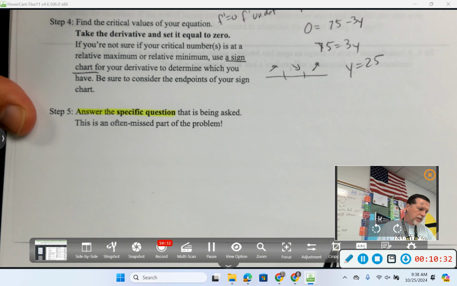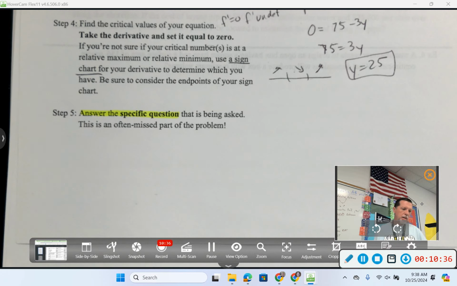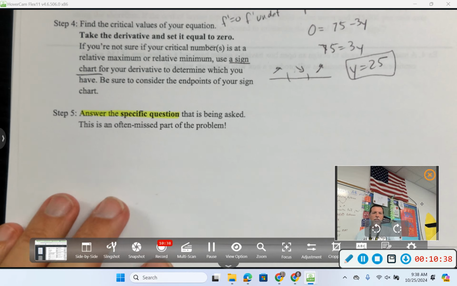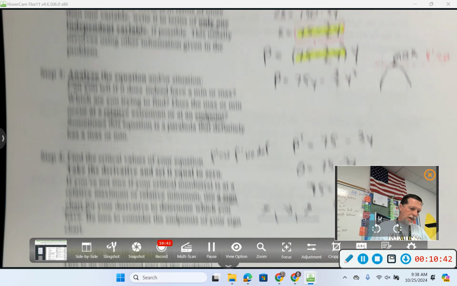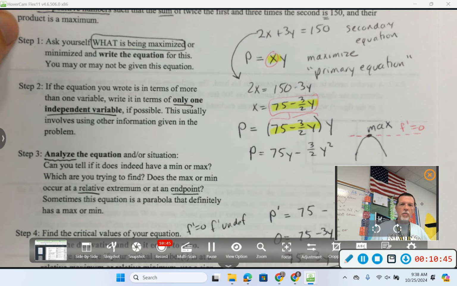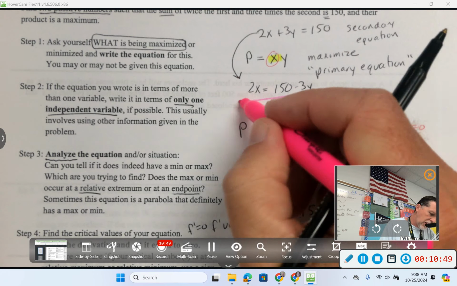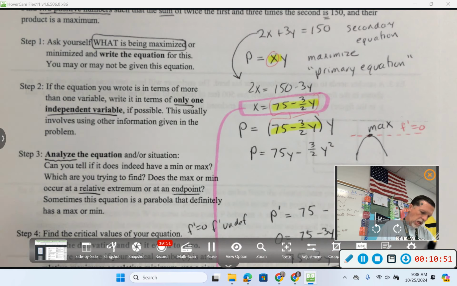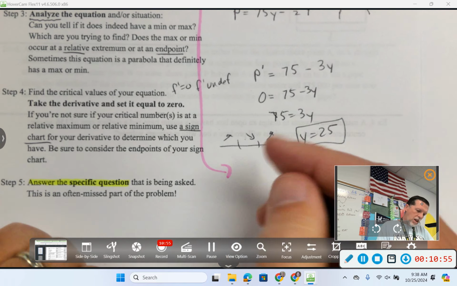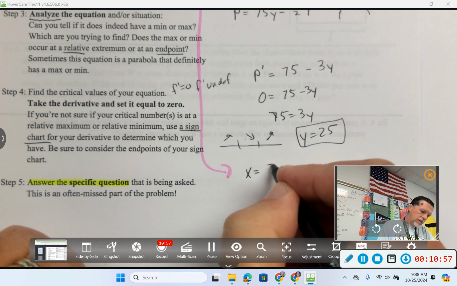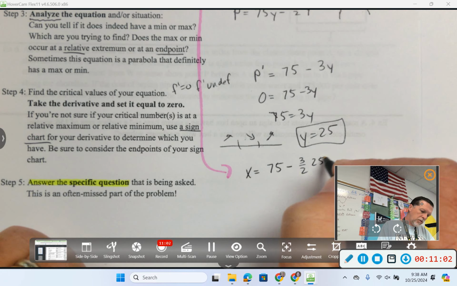Find two positive numbers, x and y. Okay, so y equals 25, that's one of them. How am I going to figure out the other one? Plug it back in somewhere. Yeah, I would plug it into the x equals thing. That would make the most sense. We take that x equals equation. x equals 75 minus 3/2 times 25.